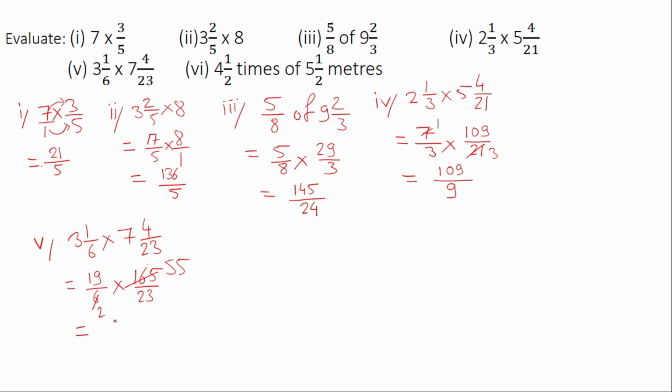So what will we do? We'll multiply 19 into 55. That means it will be 1045 by 23 into 2. It will be 46. Now I am saying again, if you want, you can change it into a mixed fraction.